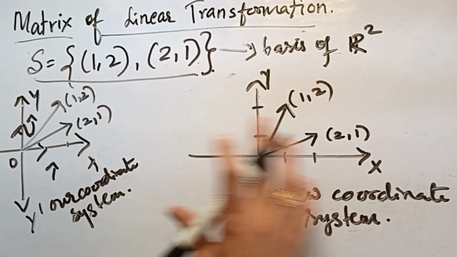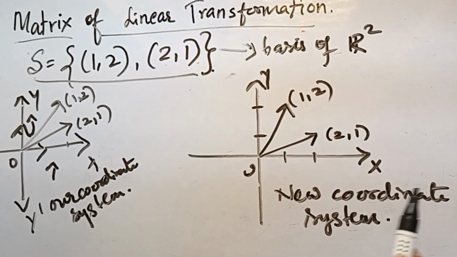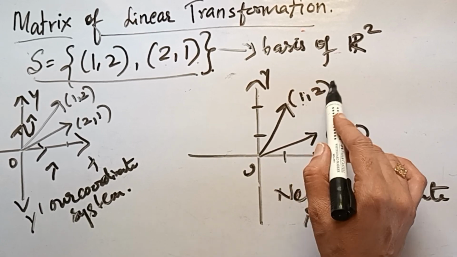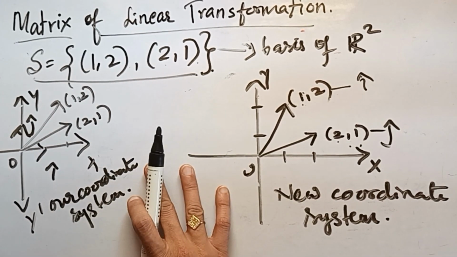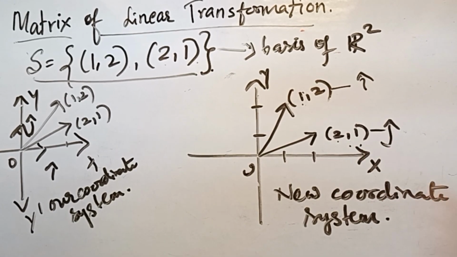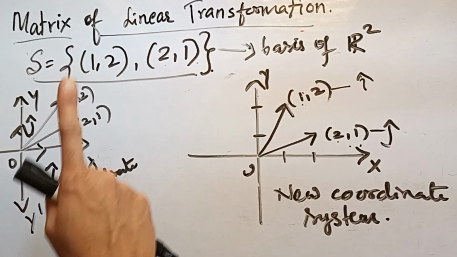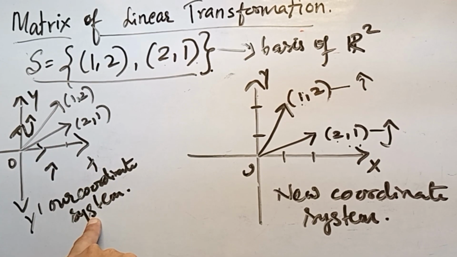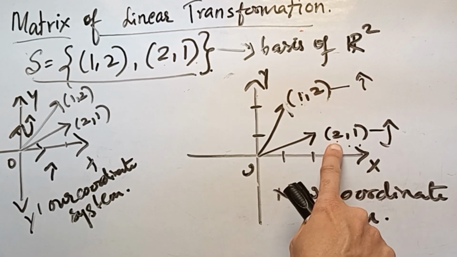Now with respect to this basis, there is a new coordinate system. This is a new coordinate system with 1, comma 2 and 2, comma 1. These are bases. Now these two vectors play the role of i cap and j cap. Therefore, there is one coordinate system, that is our coordinate system. This is new coordinate system. Now the matrix of linear transformation will definitely change with respect to this basis. With respect to the standard basis, that is where i cap and j cap lands after applying the transformation. But now the role of i cap is played by this 1, comma 2, and the role of j cap is played by the vector 2, comma 1.